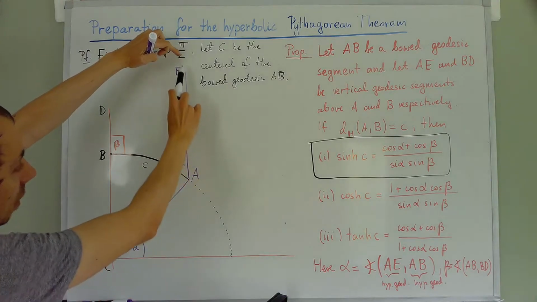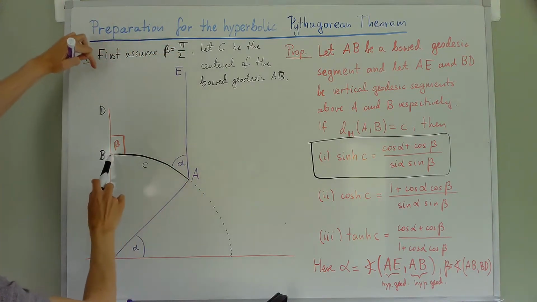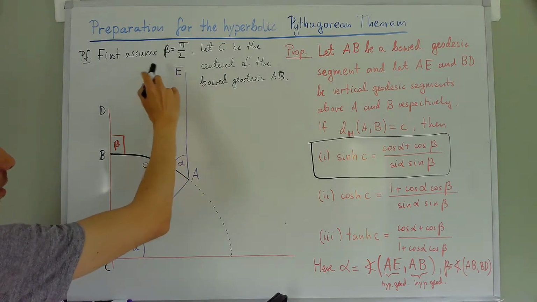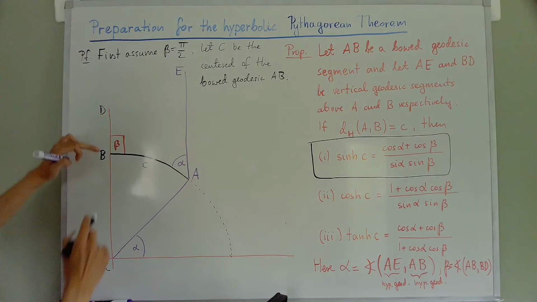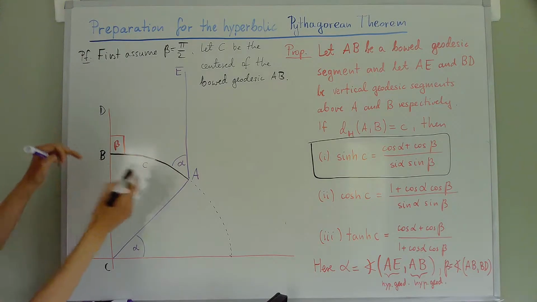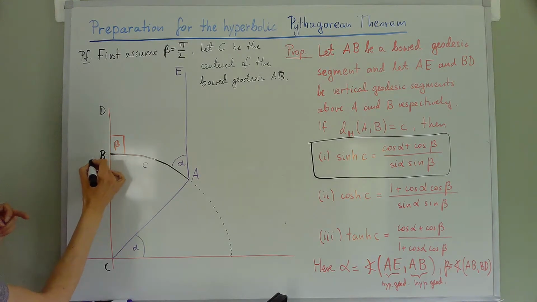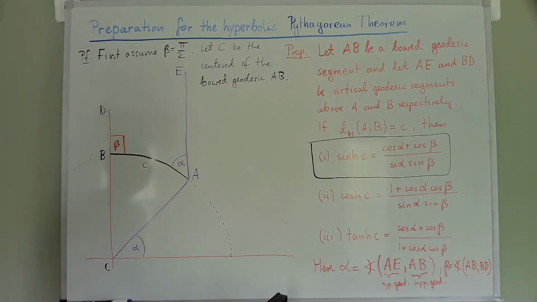And now, AE is this vertical line over here that starts from A, and BD is the vertical line over here that starts from B. And because of my simplifying assumption that beta is pi halves, you see that this is a right angle here. So in other words, this circle actually reaches its highest point here, and then keeps going, and then goes down, right? Because we're in this special situation when beta is equal to pi halves.